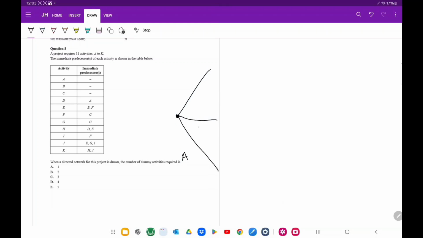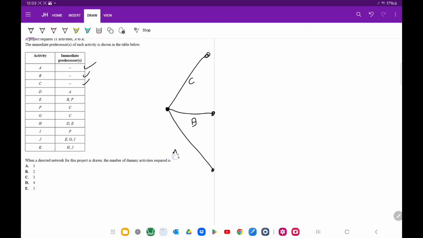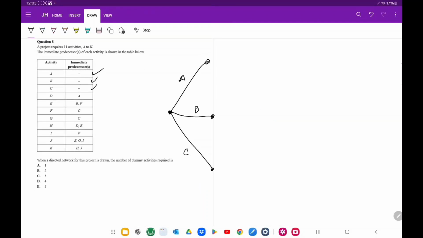So A, B, and C. The reason why I can say that is because there's no immediate predecessors. Alright, so D has an immediate predecessor of A. So in this case, I'm actually going to draw this the other way around. I'm not sure why I drew it this way. A, B, C. D has immediate predecessor of A, which means that D goes here.